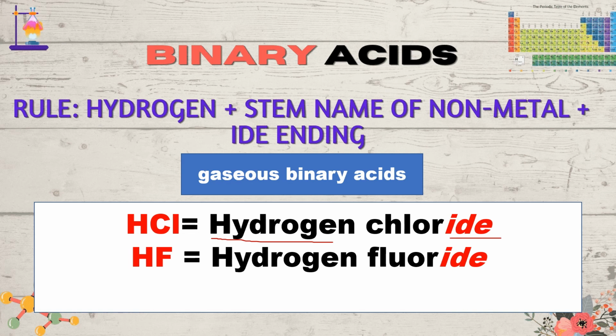So you have to write the symbol G, meaning it is your gaseous binary acid. How about number 2, hydrogen chloride? So you name H for hydrogen, and then chlorine, you change the ending to IDE. So you have your symbol G for gaseous binary acid.